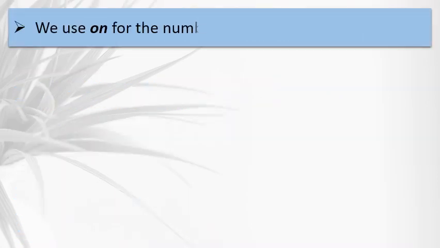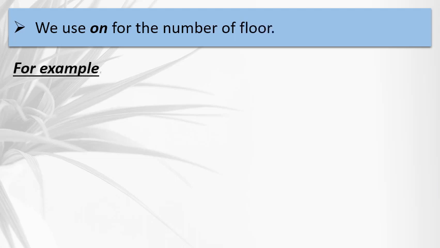We use on for the number of floor. Let us see an example to clarify it. I live on the second floor.